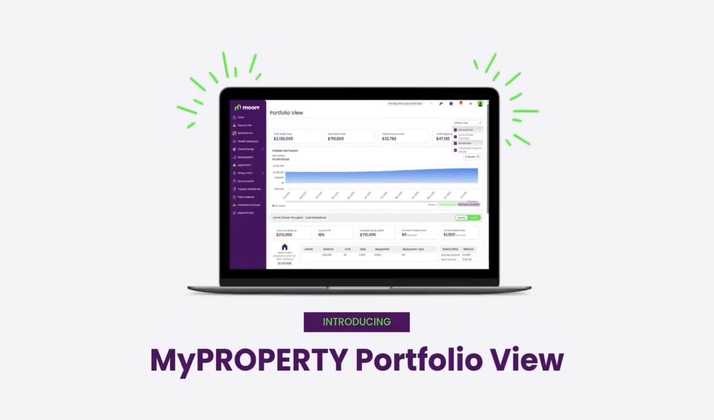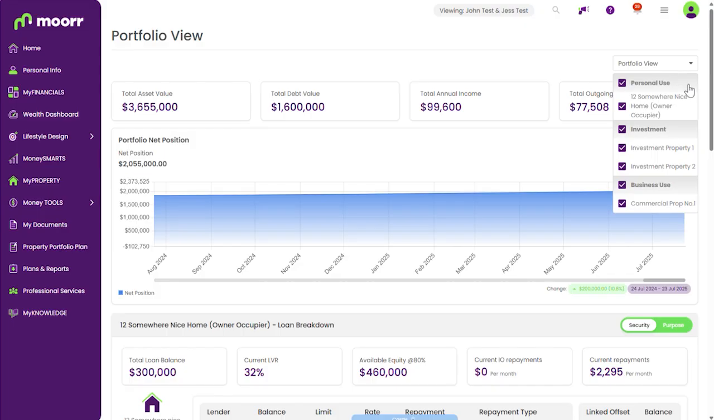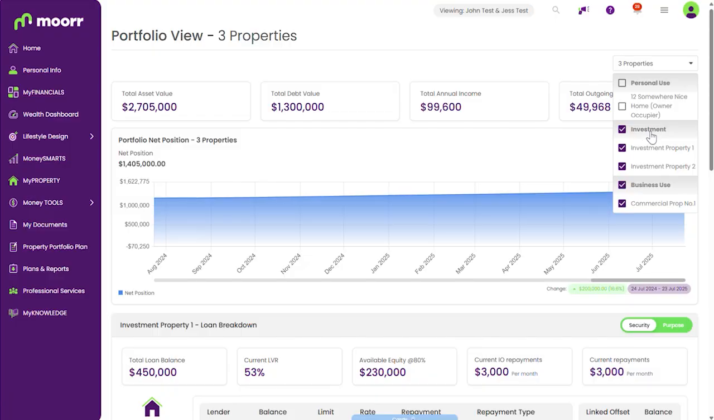So what is it? Well, it's effectively like managing your share portfolio. You get to see a global view of your overall portfolio. So using the portfolio selection window, you can chop and change and have a look at each one of your different properties, or you can aggregate those properties and you can see insights associated with that in real time. All the calculations are done in the background to give you those valuable insights.